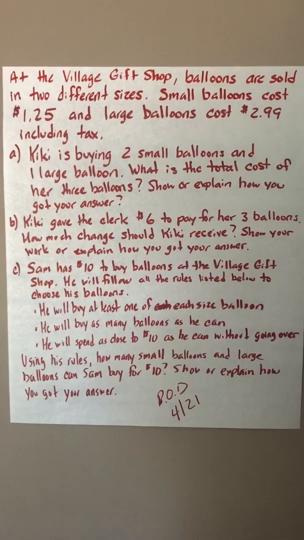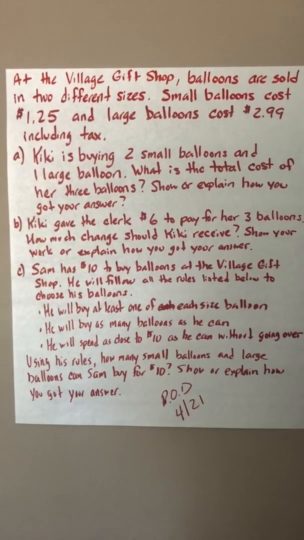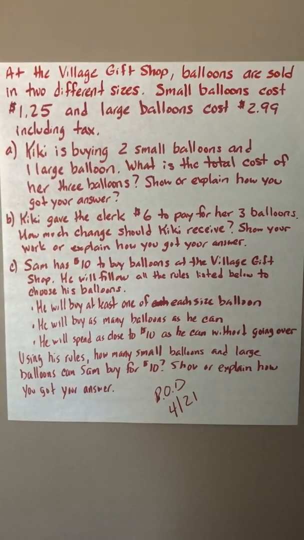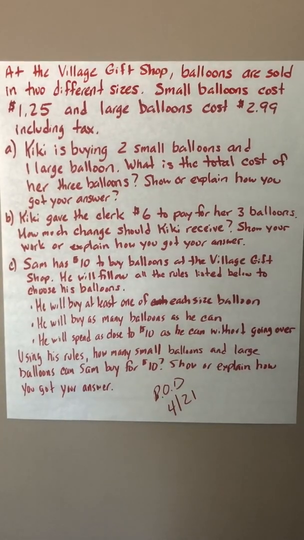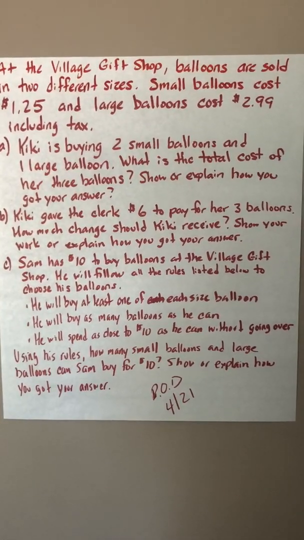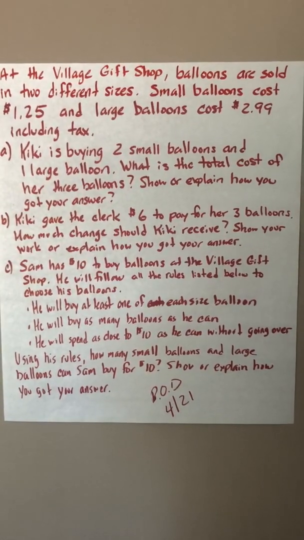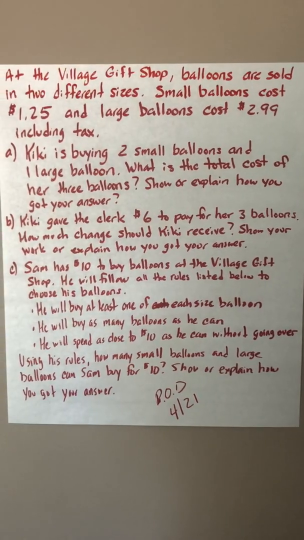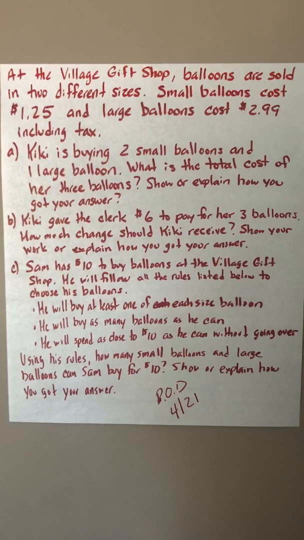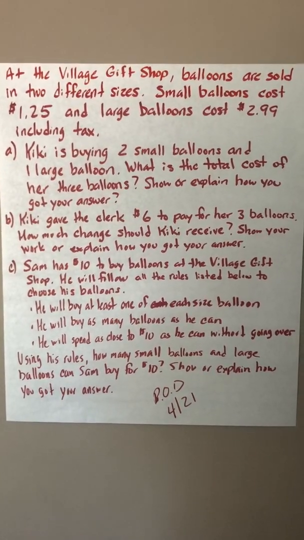Part C, Sam has $10 to buy balloons at the Village Gift Shop. He will follow all the rules listed below to choose his balloons. He will buy at least one of each size balloon. He will buy as many balloons as he can. He will spend as close to $10 as he can without going over. Using his rules, how many small balloons and large balloons can Sam buy for $10? Show or explain how you get your answer.